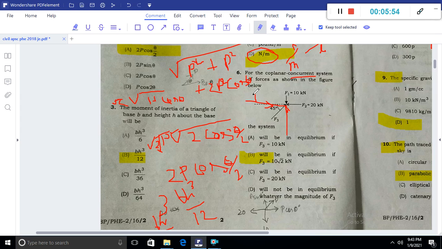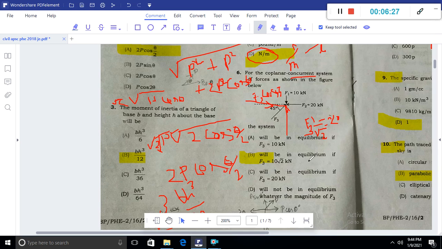Then this becomes Ft, with 45 degree, cos 45 degree. Ft cos 45 degree is nothing but, if I take the horizontal equilibrium, Ft cos 45, whose value is 1 by root 2, equals F2, whose value is 20. So we get the value of Ft as 20 root 2. So the value of Ft is 20 root 2. This is the correct answer.